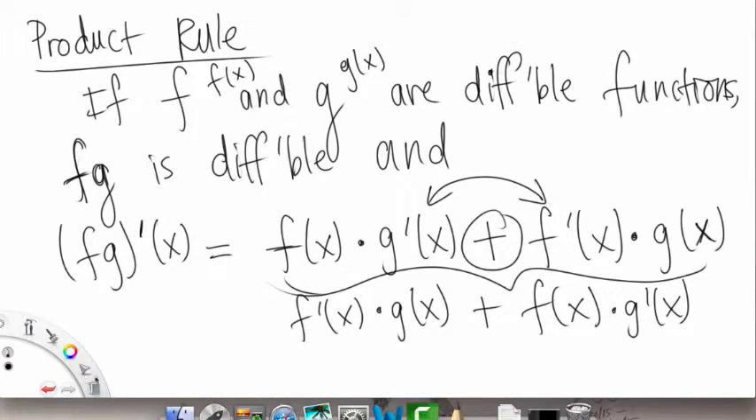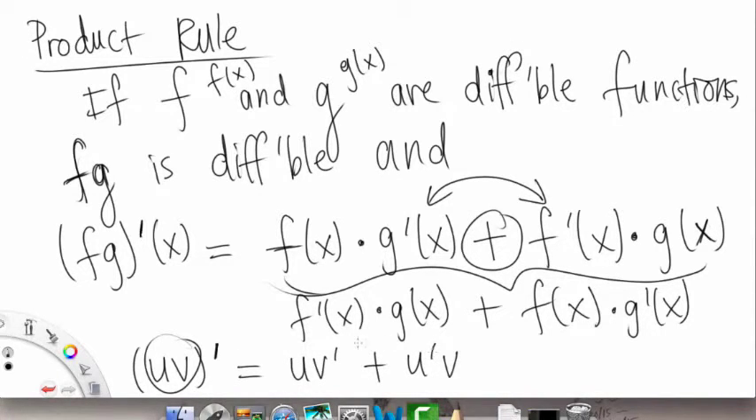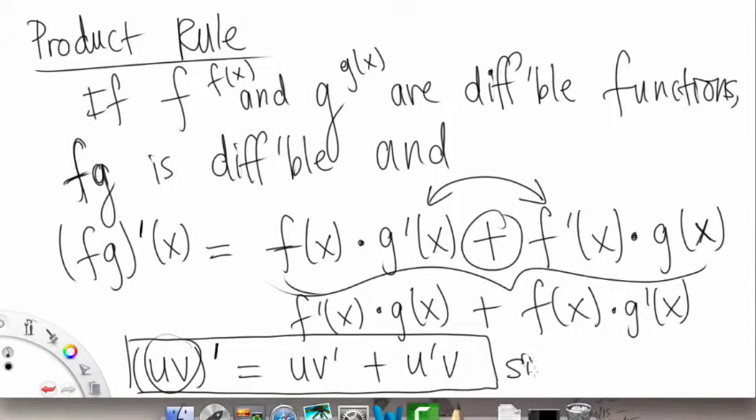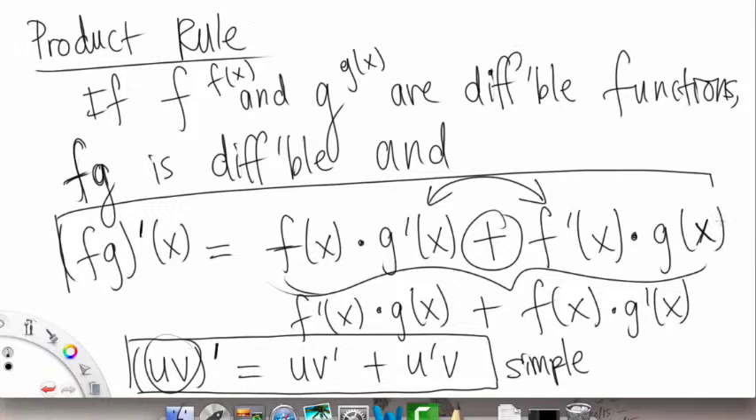So anyways, a simpler way to write this, that I like to remember, is if you have functions like u and v, the derivative of the product of u and v is u v prime plus u prime v. I think that things are simpler and easier to remember when they have fewer letters, just in general. So this is a simple way of writing it, and above you see the formal way of writing it with x's and all.